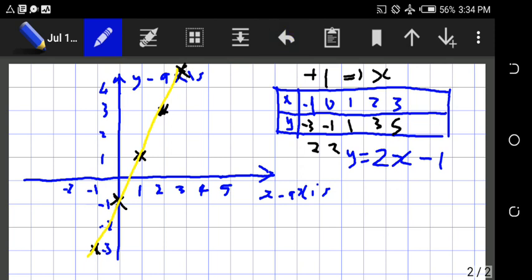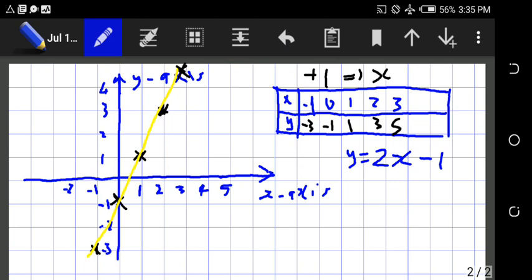So what do we say about this? We now see that when we make one move, plus one move towards the x-axis, the y is moving 2 times. When we move once towards our x-axis, y is moving 2 times.